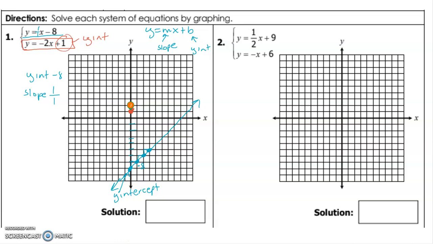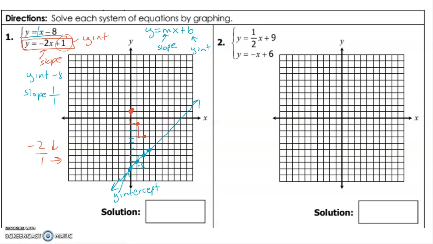And then my slope is -2. Now that's the same thing as -2/1. So that means I need to go down 2 and to the right 1. So from my y-intercept, I'm going to go down 2 and then to the right 1 and put a dot there. And then I like to put a lot of dots so that it's easier to keep my line nice and straight. So I'm going to go down 2, to the right 1, because that's my slope, rise over run.